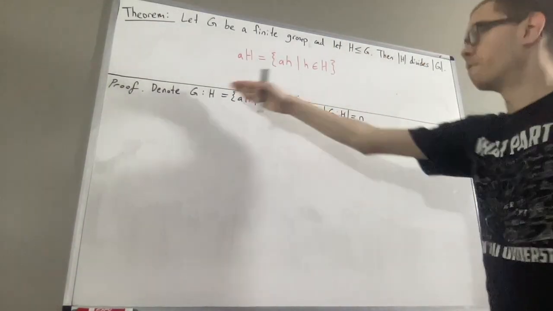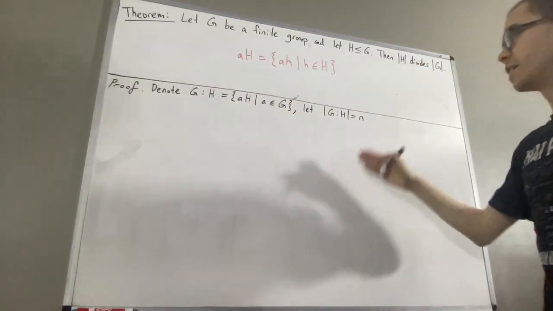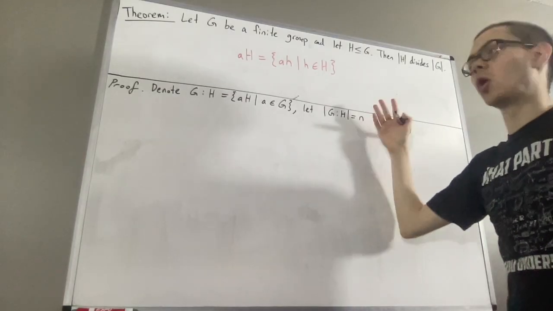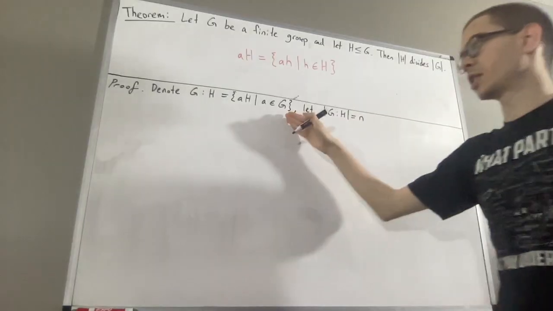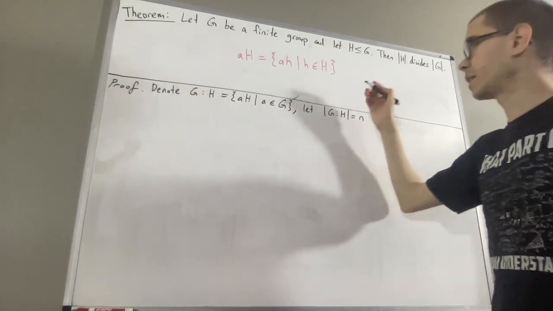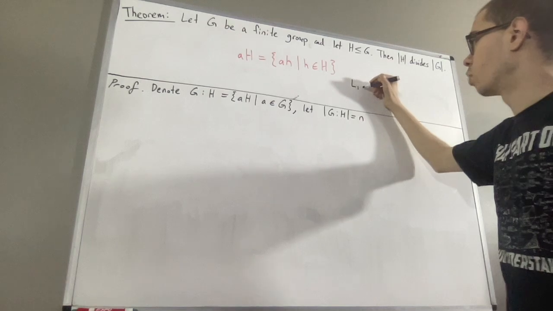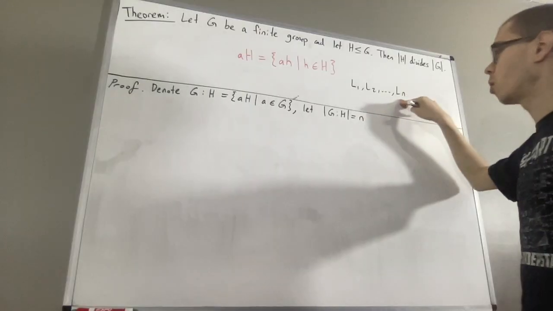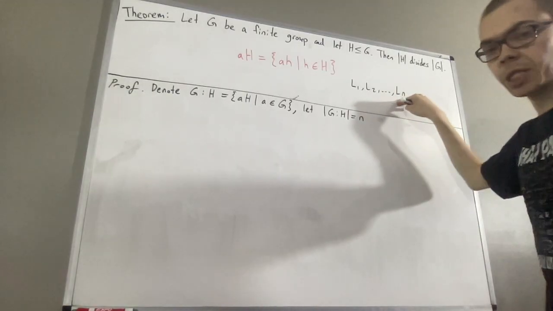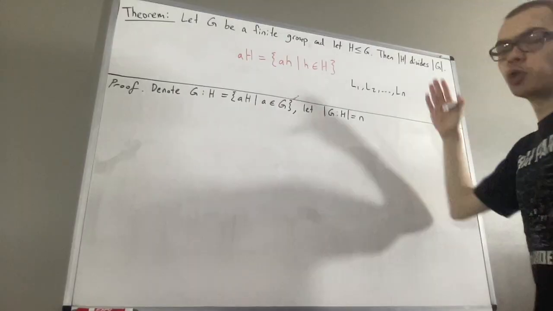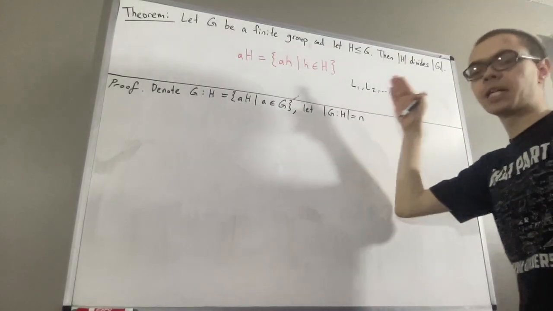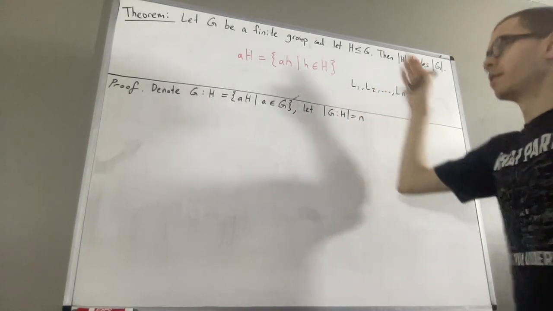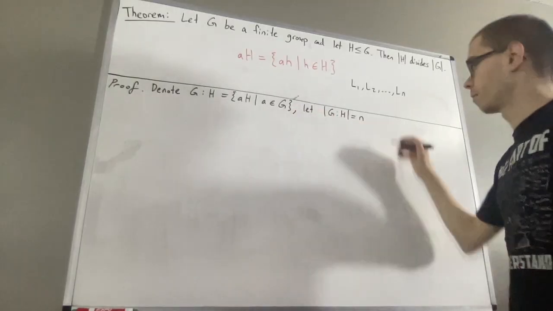So because the number of left cosets of H is n, this means we could distinctly list all left cosets of H. Right, so let's say we distinctly list all of them as L1, L2, all the way up to Ln. So we can distinctly list all n left cosets of H. Say we do it like this. So another way of putting that is there exists a bijection from the set of the integers between 1 and n and the left cosets of H.